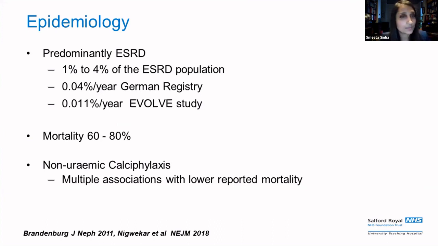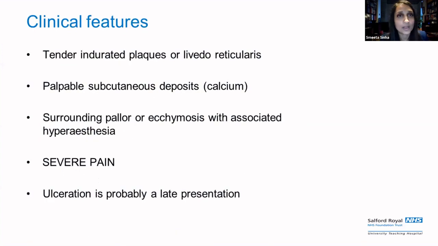But one thing that we do know is mortality is awful, reports of 60 to 80%. You do see it in non-uremic calciphylaxis though, but the mortality is lower. So what does it look like? I'm sure you've all seen it, but I'll go through this.